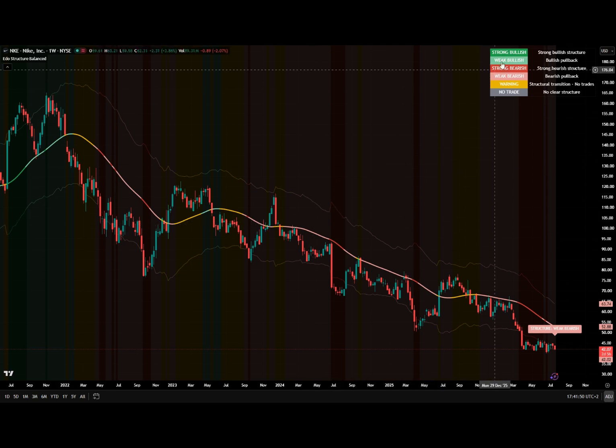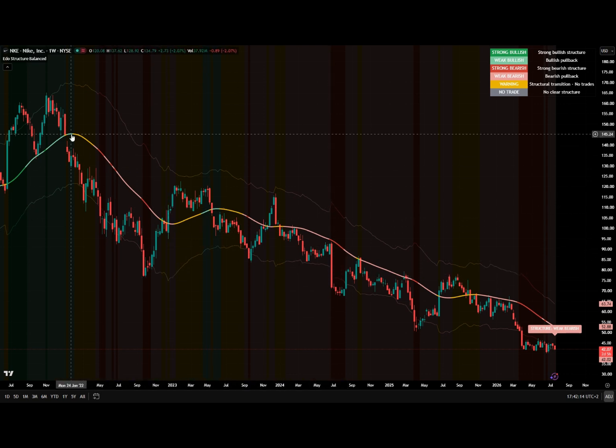The 6 states are not 6 labels. They are a cycle, and the order in which they appear is information in itself. A healthy trend alternates between strong and weak, expansion outside the band, pullback back inside, expansion again. While it keeps alternating between those two, the regime is intact.